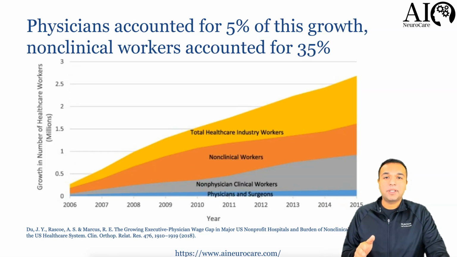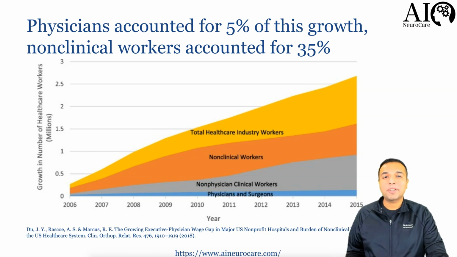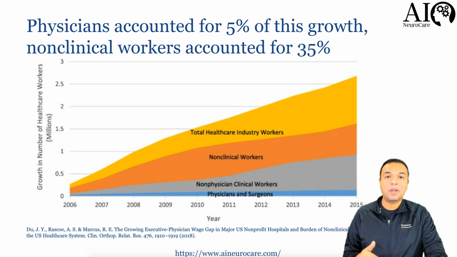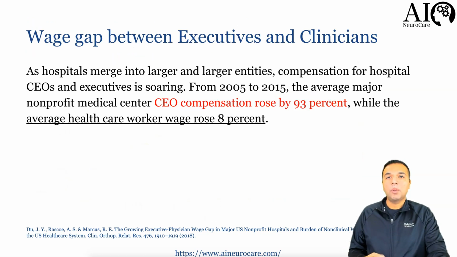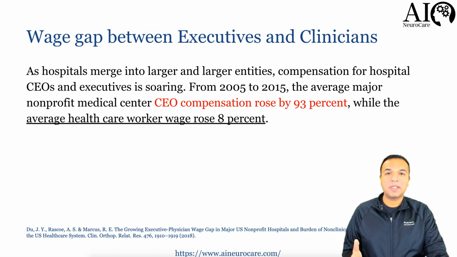The second slide shows the graph that physicians and surgeons in the last 10 years only account for 5% of the total growth, whereas non-clinical workers account for 35% of the growth. So going to the same point again, we're hiring more and more administrators. And unfortunately, the people at the front line actually providing care are getting burned out and leaving the industry. The wage gap between physicians and CEO compensation has risen by 93%.